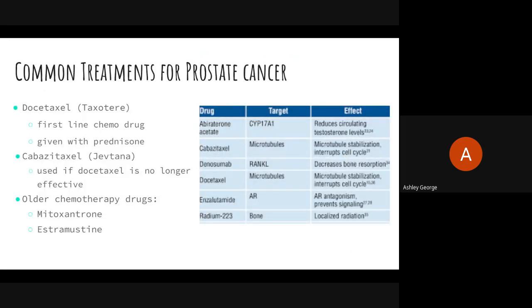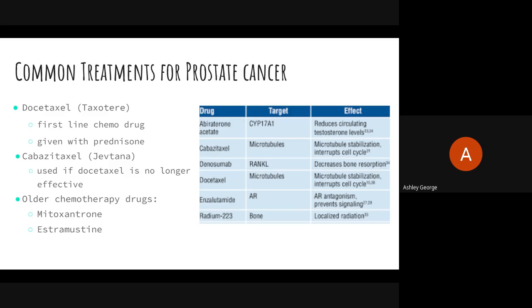Okay, so talking about some common treatments for prostate cancer, the bullet points on the left are the chemotherapy drugs that are typically used for prostate cancer. But first, I'm going to talk about some of the other treatments that are not chemotherapy drugs, but are still important nonetheless, and have important targets that are affected by prostate cancer. So the first of which is denosumab, this one here in the third row.